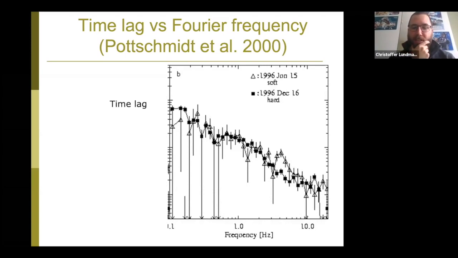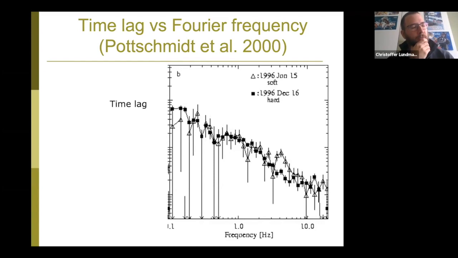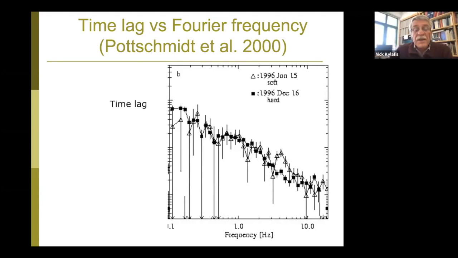I'm sorry to interrupt again. I'm slightly confused. So wasn't the time lag larger for harder power laws, not for higher frequencies? This is a different source. If you want to talk about the old ones, the typical time lag is 10 or tens of milliseconds. And this is Cygnus X-1, which I have not discussed before. And it's a different correlation.